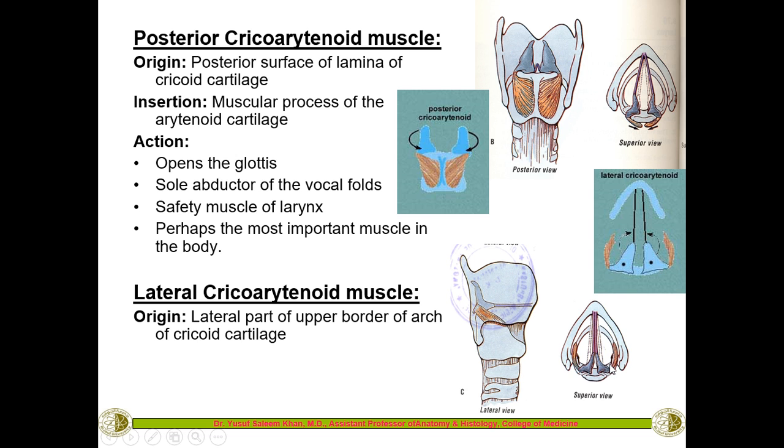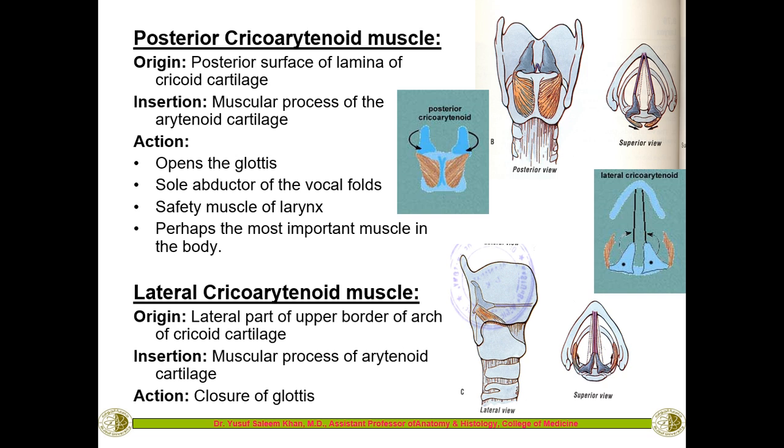When it contracts, it will be closing the glottis. It takes origin from the lateral part of the upper border of the arch of the cricoid cartilage and gets inserted to the muscular process of the arytenoid cartilage, and when it contracts, it helps in the closure of the glottis. This is how the glottis will be closed. This is the movement with which it closes. So this is the posterior cricoarytenoid which opens, the lateral cricoarytenoid which closes.